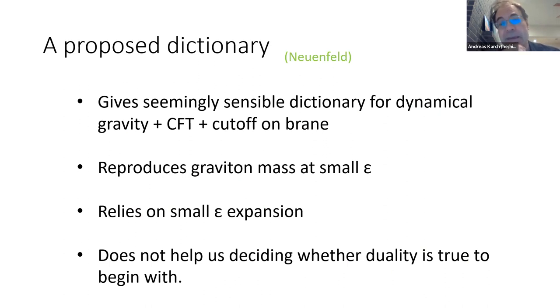So if this dictionary makes sense at all, it only makes sense when the brane tension is very near its critical limit. And it doesn't help us decide whether the duality is true to begin with or not. But if the duality is true, this seems to be a meaningful story to tell of how you would calculate.